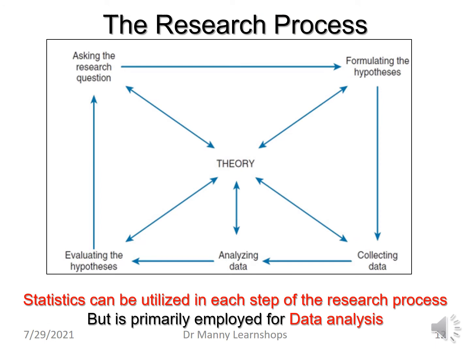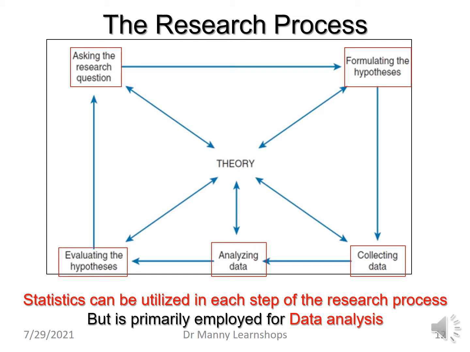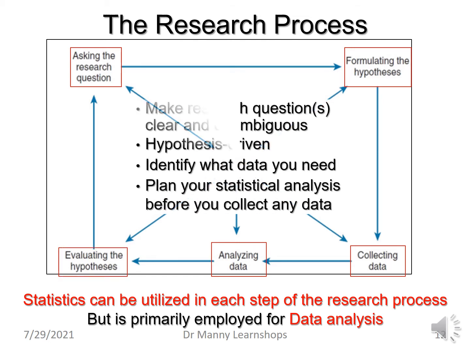In the research process, statistics can be utilised in each step of the process, but is primarily employed for data analysis. So for example, asking the research question, formulate a theory or hypothesis, collect the data, analyse the data, evaluate the hypothesis. It generates the theory and it makes the research questions clear and unambiguous. It's hypothesis driven, it identifies what the data you want. You plan your statistical analysis before you collect any data. This is the research process.